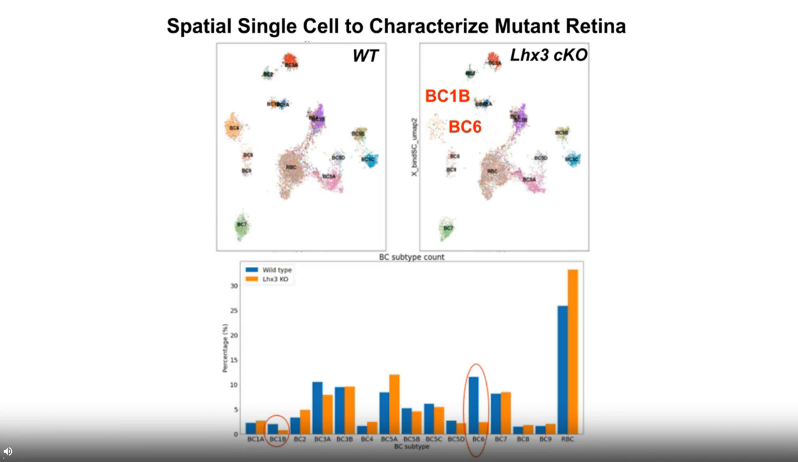Then we looked closely at the bipolar cell types. What we find is that there are two subtypes, BC6 and BC1B, where LHX3 is expressed, that are dramatically reduced. This is the quantification. You can see 1B is largely reduced, and the BC6 type is largely reduced. Therefore, with MERSCOPE, we can definitely pick up changes in those rare cell types.